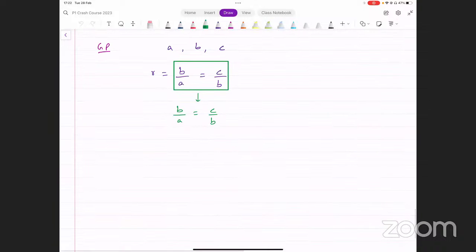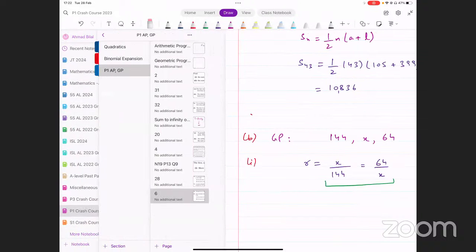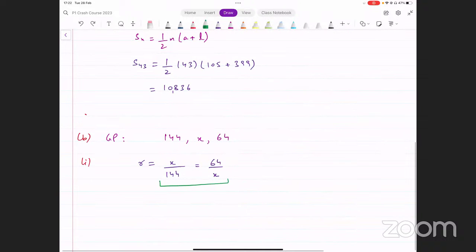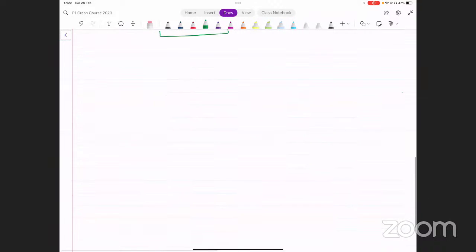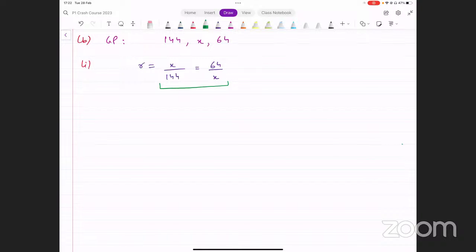That if you have three terms of a GP like this, A, B, C, B over A should equal C over B, because the ratio remains constant. This is an equation that we have from this. X over 144 equals 64 over x. What you can do now is cross multiply, and that gives you x squared equal to 144 times 64. And that gives me 9216.